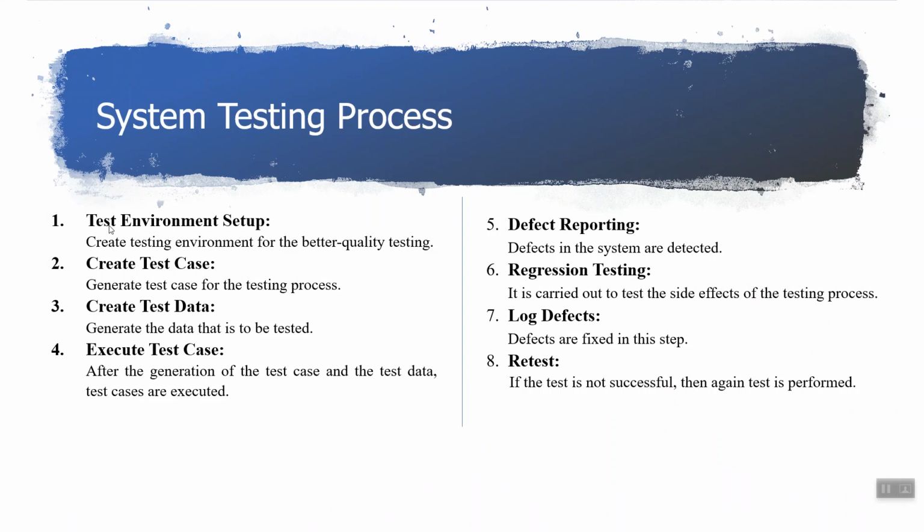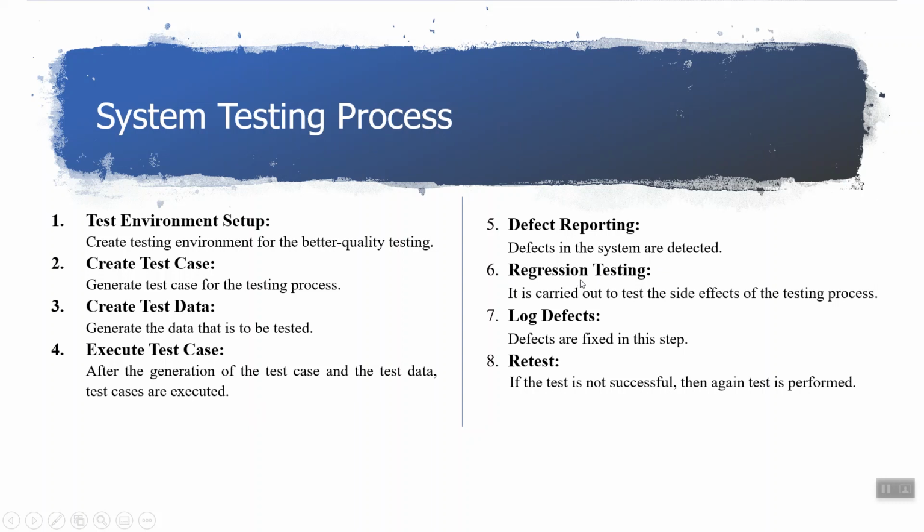So the first one is test environment setup. Here we create the testing environment for better quality testing. Second is create test cases. Here we generate the test cases for the testing process. In the third one, we generate the data to be tested, creating test data. Then executing test cases. After the generation of test cases, we execute the test cases against the software. Then filing the defects, defect reporting. Here, when we detect any defects in the system, we file those defects.